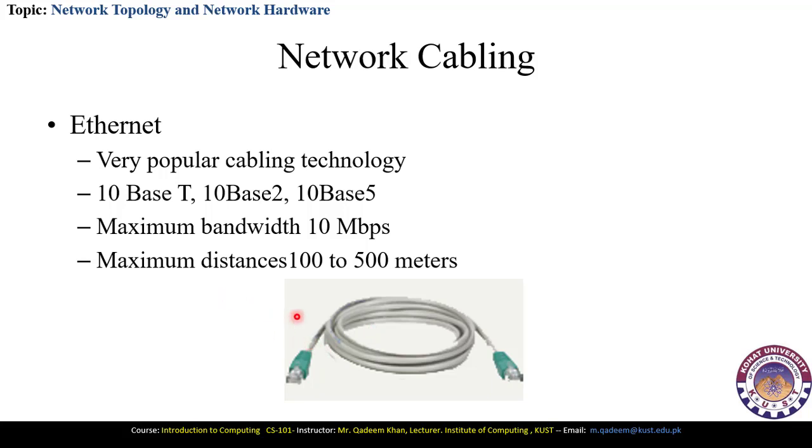The Ethernet cable has, for example, 10BaseT, 10Base2 or 10Base5, different versions of the Ethernet cables. The maximum bandwidth is 10 megabits per second, while the maximum distance it covers is 100 to 500 meters. So it just covers two different buildings that are located very near to each other.